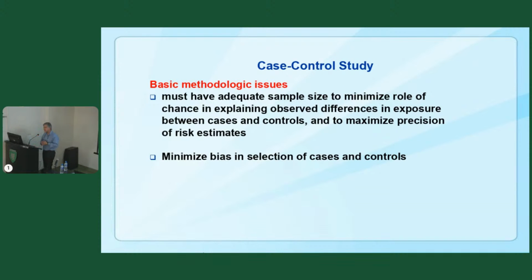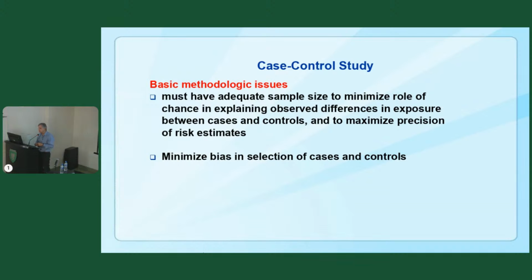So what are the basic methodological issues? There are many. Sample size to minimize the role of chance. Very important. We're not going to have time to cover this in this lecture. It's a review lecture. But to maximize precision, you need to make sure you have enough cases and enough controls. And like I said, 4 to 1 is the maximum you should have, 4 controls to 1 case. Ideally, 2 to 1 does the job well. You don't need more than that. 3 to 1 is exceptional. 4 to 1 is super exceptional.